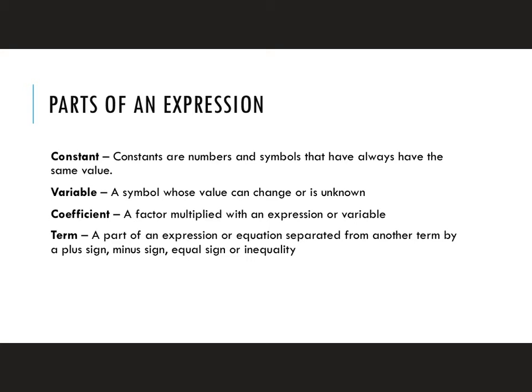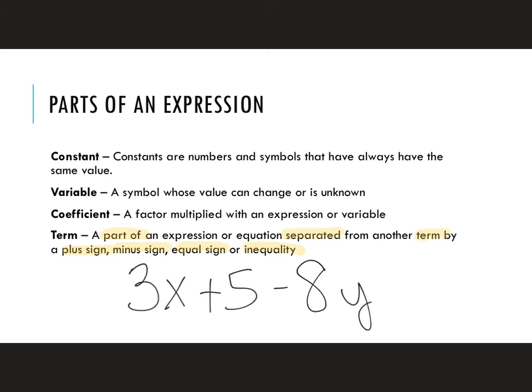Next, we have terms. Terms are a part of an expression or an equation separated from another term by a plus sign, minus sign, equal sign, or an inequality. So, for example, the expression 3x plus 5 minus 8y has 3 separate terms. It's got the term 3x, it has the term 5, and it has the term 8y. If we added equals 12, that would be another different term.